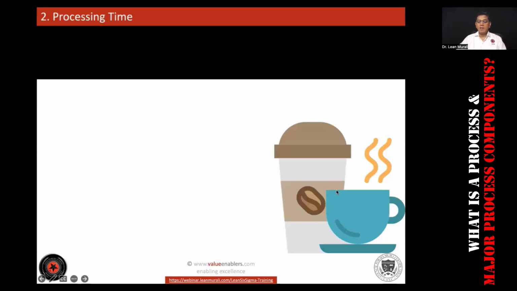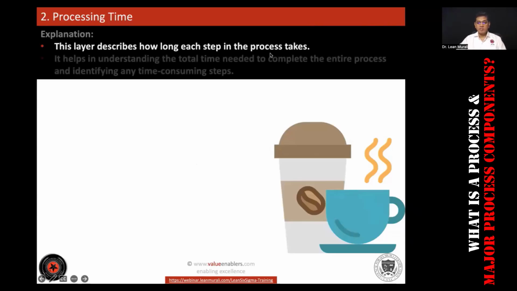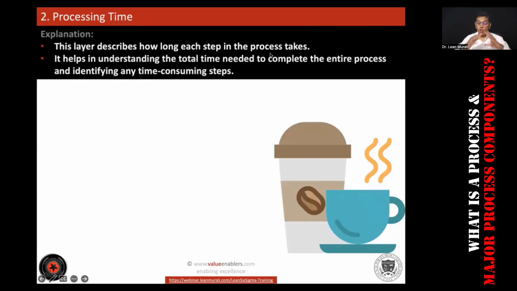All right. Now, next, processing time. Each step will have a processing time. This layer describes how long each step takes. It helps in understanding the total time required to complete the process, and it also gives us an opportunity to dive deep into the activities which are taking unwanted time, so that we can improve. It's called non-value added time. So that we can do it faster and more effectively.